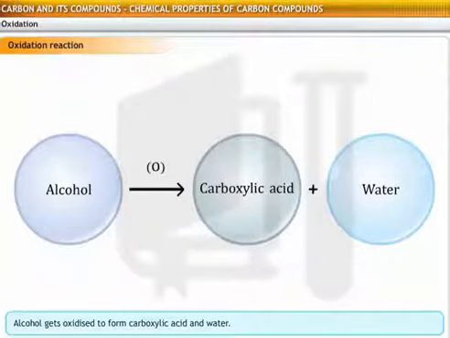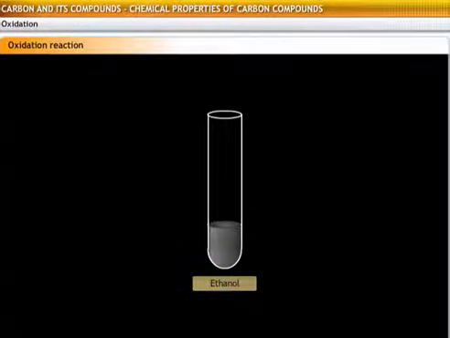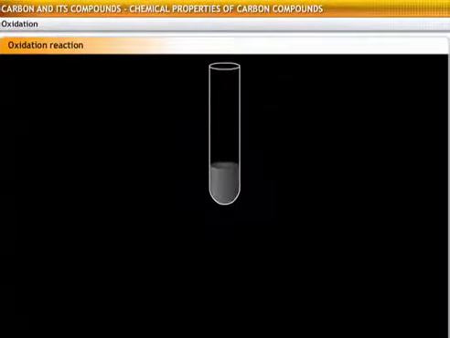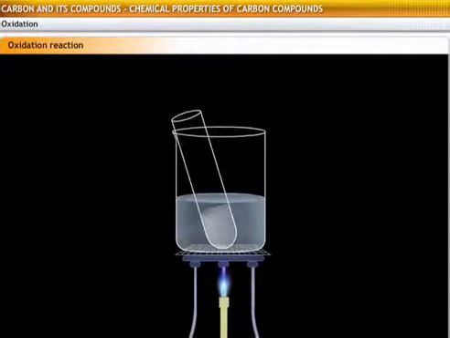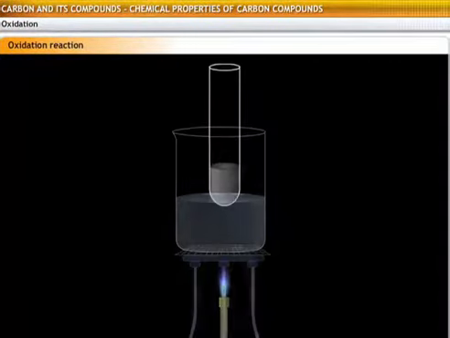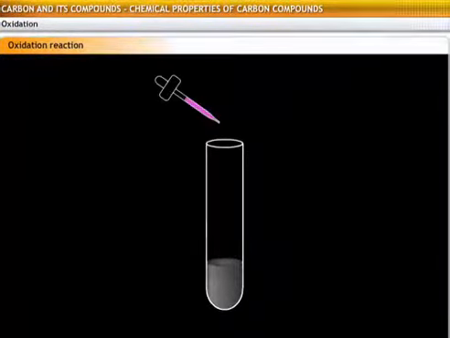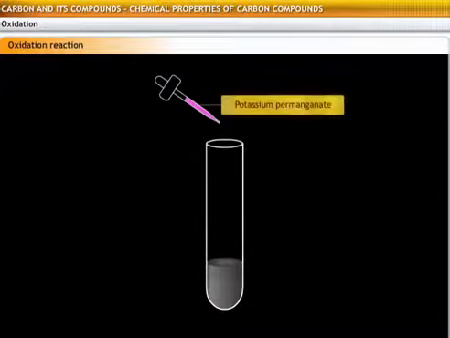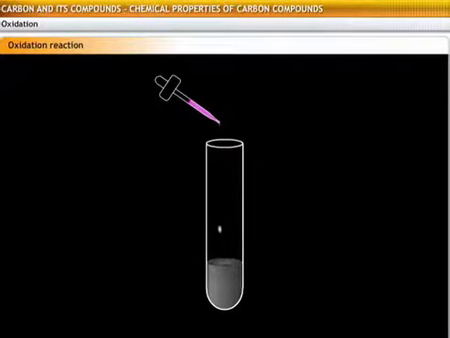Let us learn more about oxidation of alcohols through an experiment. Take a small amount of ethanol in a test tube and place it in a water bath. Now, add a 5% aqueous solution of alkaline potassium permanganate, drop by drop, to the test tube. The purple color of potassium permanganate disappears due to the oxidation of ethyl alcohol to acetic acid.